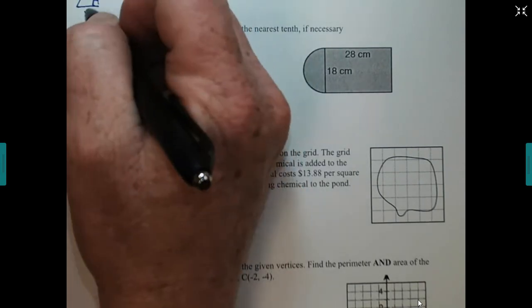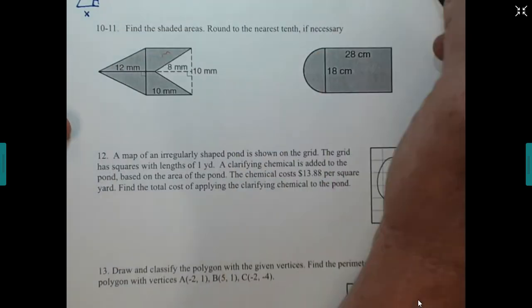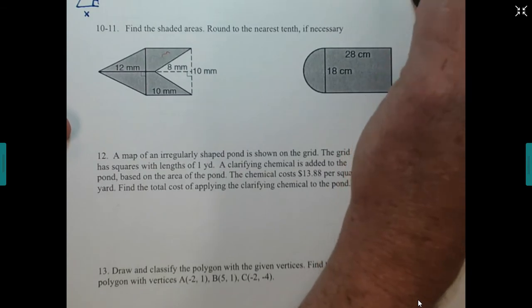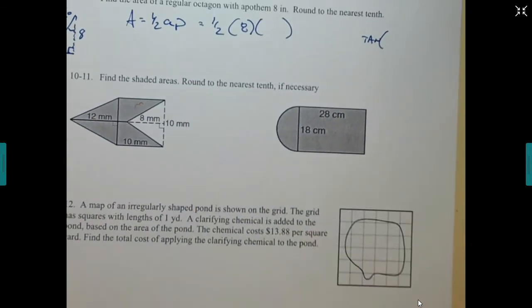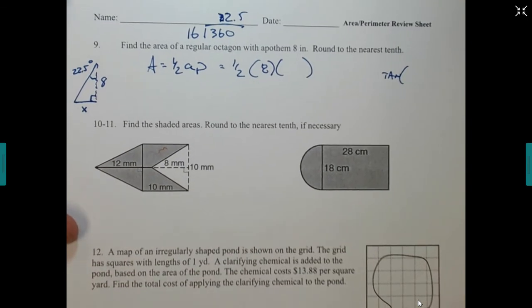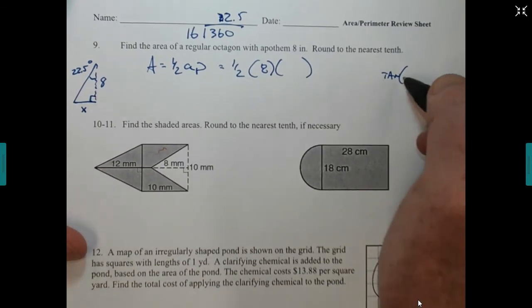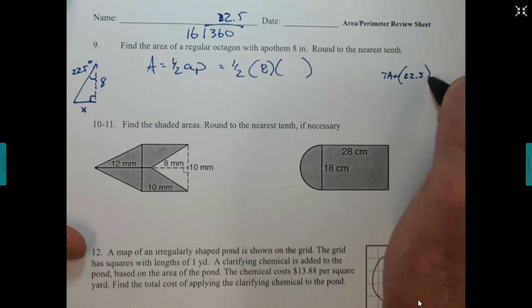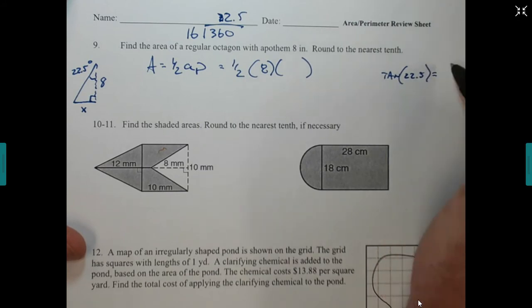So it's a tangent problem because I have opposite and adjacent. So I'm going to do the tangent. You guys can't see a dang thing I'm doing. That was a smooth move. Here you go. Catch up a little. Tangent of 22.5 degrees would equal the opposite side over the adjacent.